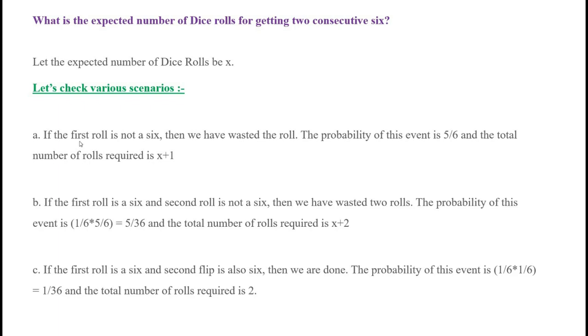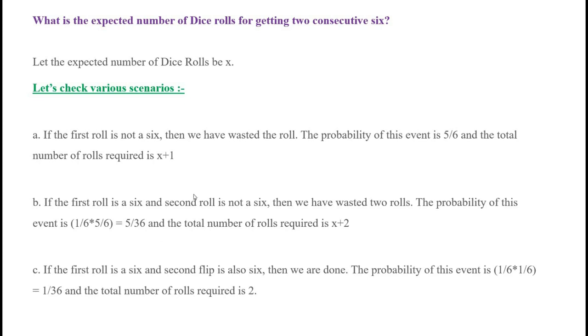Let's assume that in your first roll you have not got a 6. You have got some different number, maybe between 1 to 5. Then we have wasted that particular roll. The probability of this event is 5 by 6, because there are 6 possible outcomes, and if 6 is not coming, then the probability would be 5 out of 6. Now the total number of rolls required is X plus 1.